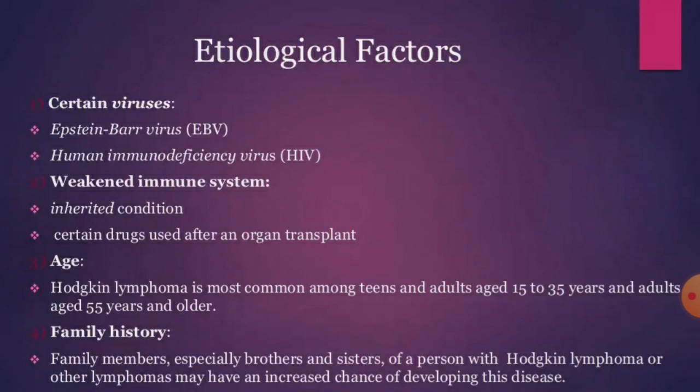Some etiological factors of Hodgkin lymphoma. Number one, certain viruses: Epstein-Barr virus, human immunodeficiency virus. Second factor, weakened immune system, inherited conditions, certain drugs used after an organ transplant. Third factor, age. Hodgkin lymphoma is most common among teens and adults aged 15 to 35 years and adults aged 55 years and older. Fourth factor, family history. Family members, especially brothers and sisters of a person with Hodgkin lymphoma or other lymphomas, may have an increased chance of developing this disease.